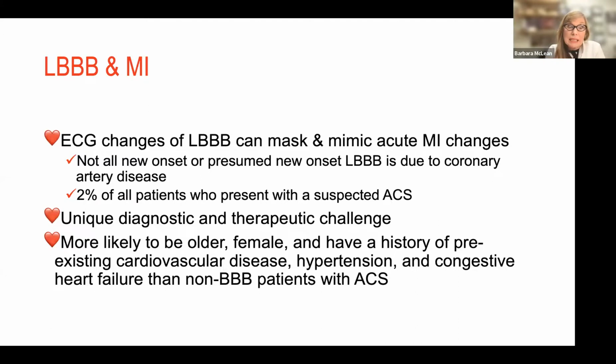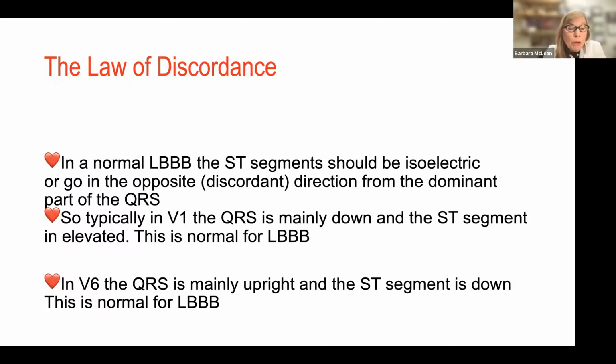So I'm going to try to make this as simple as possible. Sgarbossa criteria talks about discordance. In normal left bundle branch block, ST segments ought to be isoelectric. And if they're not at the baseline, they should be opposite. So if I have an upright R, my ST should never be upright in that lead. The ST segment should be normal or downwards, and the T wave should be downwards. So discordance, meaning everything is not going in the same direction.